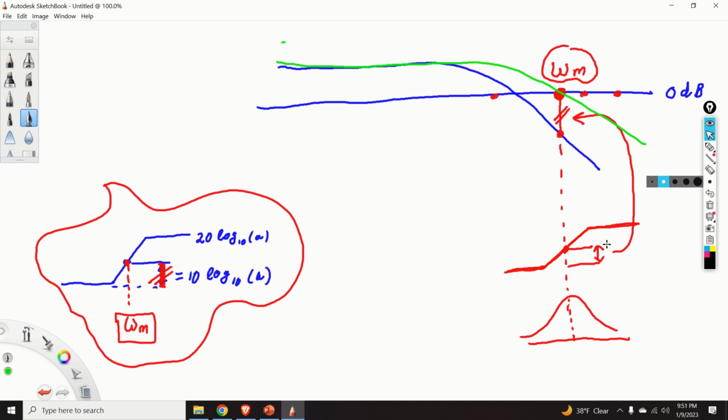This is because this gain over here, introduced by our phase lead compensator, will compensate this negative gain over here, and we will achieve the crossover frequency of the compensated system that's precisely omega m.